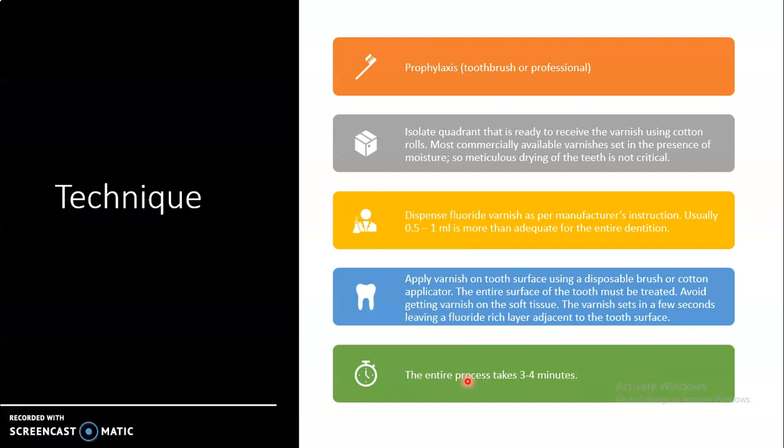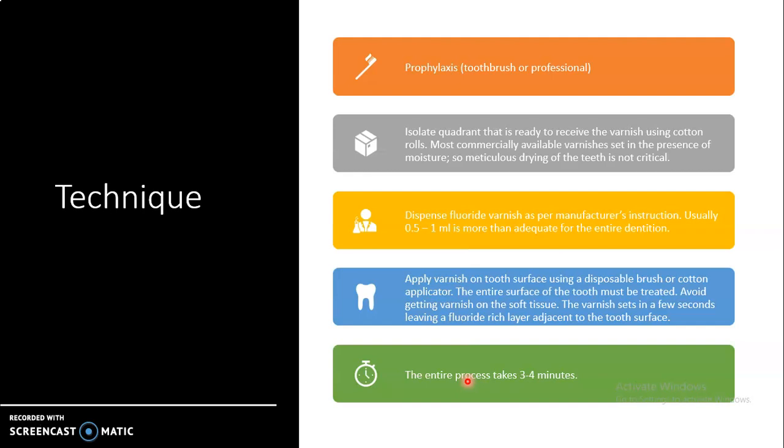So the technique of application: first and foremost, an oral prophylaxis is done, and once the tooth is cleaned using either a toothbrush or a professional oral prophylaxis, the teeth are isolated. Mostly it is isolated quadrant wise, and one advantage these varnishes have is that saliva promotes setting. So isolation is not a very important parameter, but still, cotton rolls can be used for isolation. When you are isolating, you are usually isolating it quadrant wise or sextant wise.